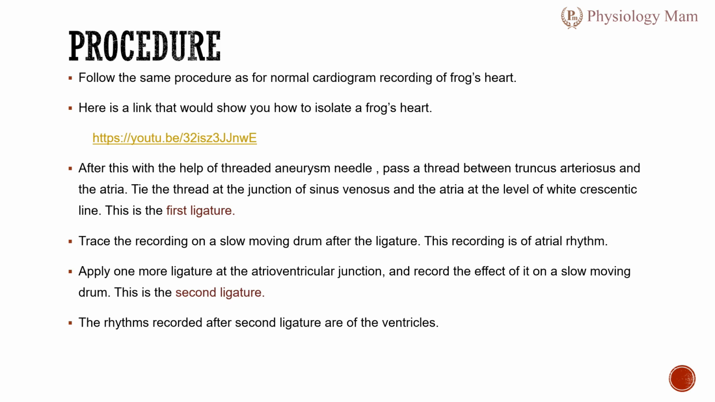For the second ligature, you have to identify the junction between the atria and the ventricle, and at this junction tie a thread and place a ligature. This is called the second ligature. After the second ligature, the recording that we obtain on a moving drum will be the ventricular rhythm, and this rhythm will be much slower than the atrial rhythm.